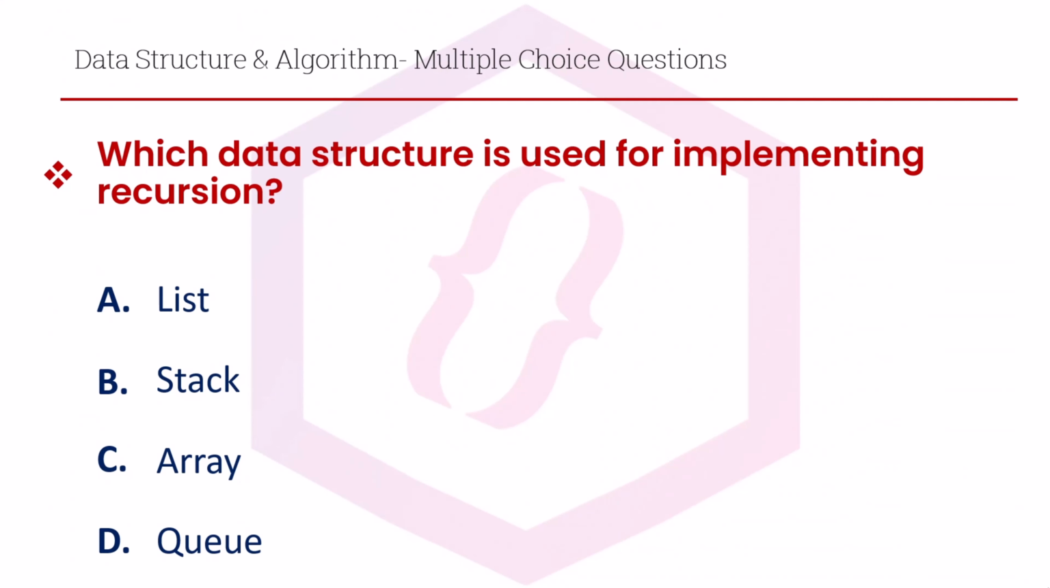Which data structure is used for implementing recursion? Option A, list. Option B, stack. Option C, array. Option D, queue. And the correct answer is option B, stack.